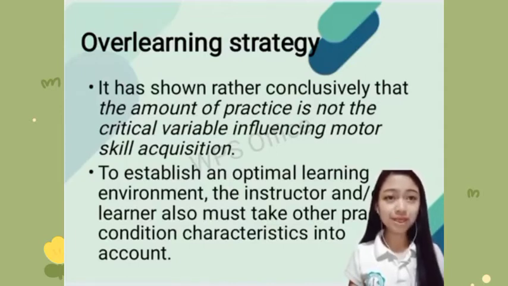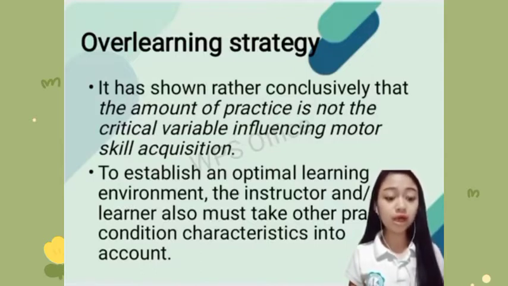So you have seen this interaction with a number of practice-related variables, such as the type, the frequency, augmented feedback, and the variability of the practice. So, to establish an optimal learning environment, the instructor or the learner also must take other practice condition characteristics into account. So, it is important to note that this perspective does not mean that the amount of practice is unimportant. It does mean that the amount of practice cannot be considered in isolation, but in terms of its interaction with other practice condition variables.